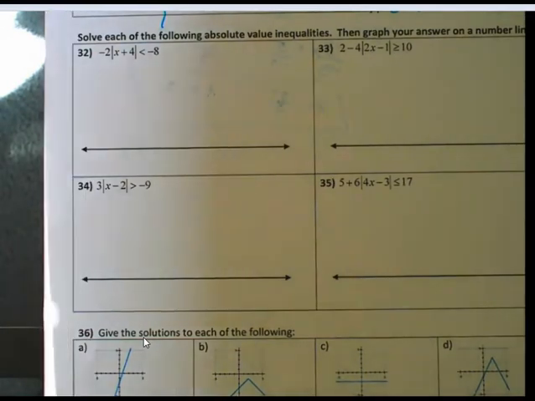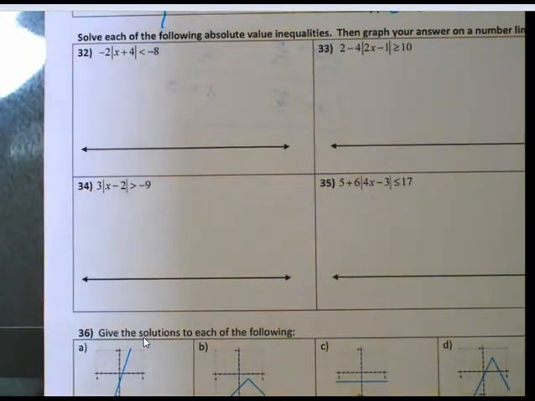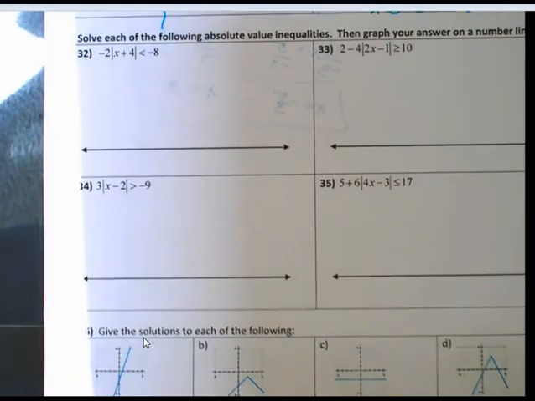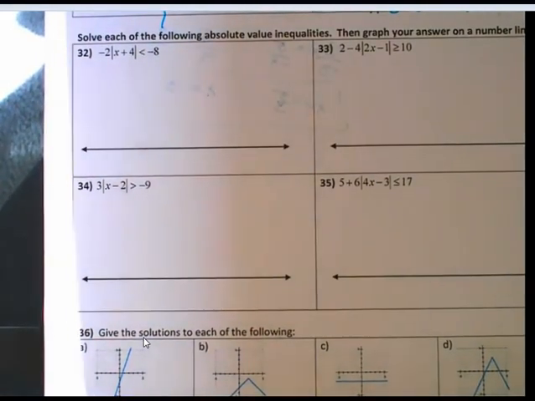Okay, for these, solve each of the following absolute value inequalities, then graph your answer on the number line. The steps for these are very similar, except when you set up your two inequalities, when you do the negative, you have to change the direction of the inequality. So that's our extra step for those. Okay, so let's take a look at the first one.